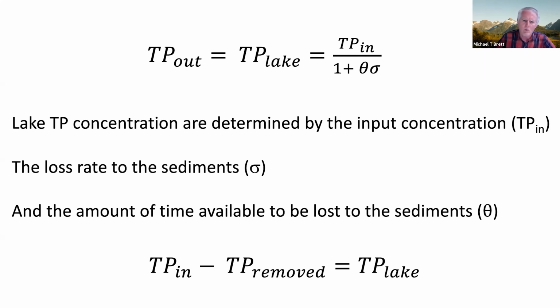If we assume the flow is a constant for the system, that we have the same flow coming in as out, then basically the lake concentration is a function of the input concentration minus the concentration of phosphorus that got removed from the water by sediment, by nutrient accumulation in the lake sediments.